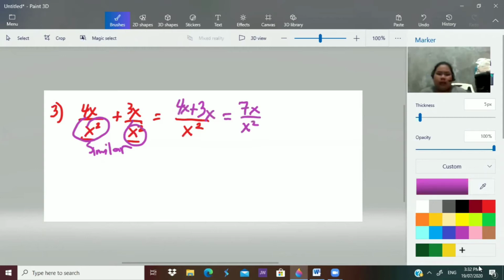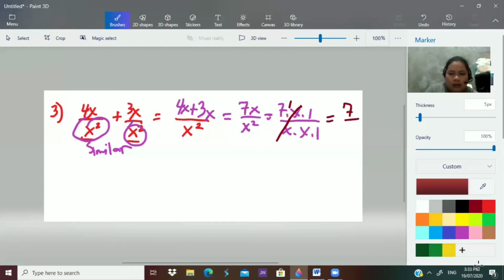Now, is this in simplest form? So factor natin. You have 7 times x times 1, and you have x times 1. Now, as you can see, may common factor ang numerator at denominator. So that could be 1. So you have 7 times 1 times 1 for the numerator. So that is 7. And here you have x times 1, so you have x. So our answer for number 3 is 7 over x.